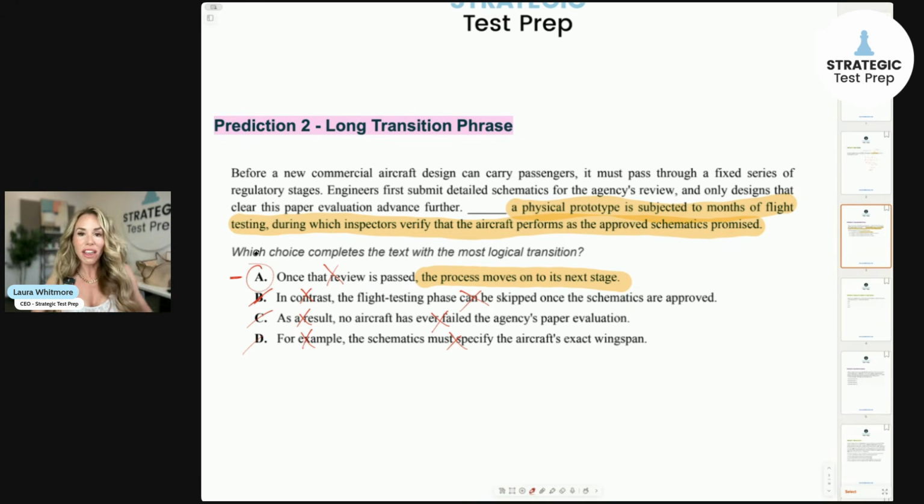So be ready for that. That's how you tackle those as quickly as possible. Please don't try to figure out what transition word is correct. You're just going to waste time doing that. You need to focus on the last sentence after the blank.